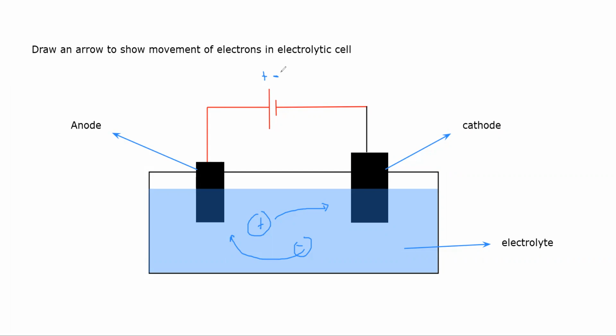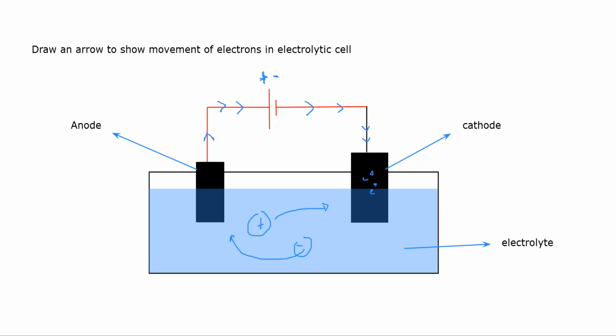So from the negative terminal, electrons are going out. So the cathode will have the majority of the electrons. You don't have to show these electrons, but just an arrow. And the positive terminal of the battery will attract the electrons from the anode. So this is the arrow which represents the movement of the electrons. These are the wires and the electrolyte.